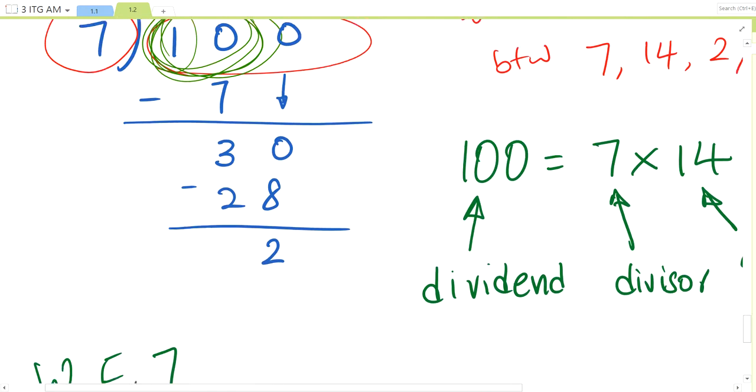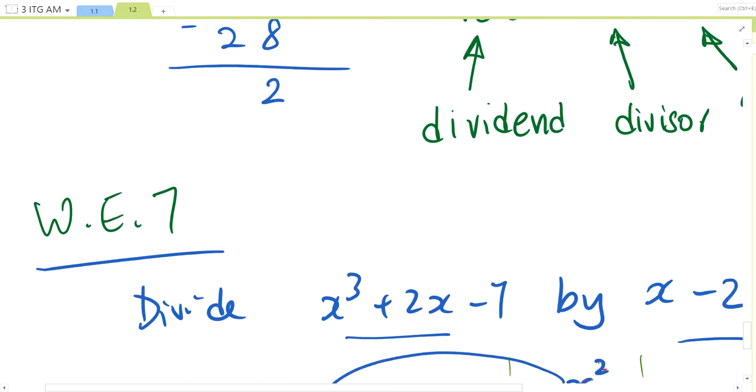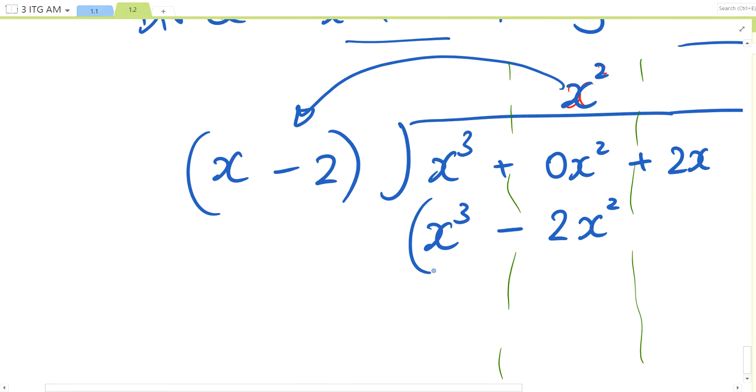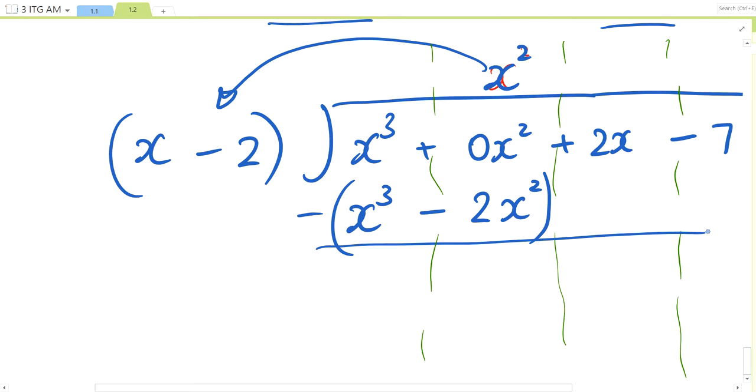What should I do with these two? After we took 1 times 7, I got 7. What did I do to it? Minus it off. I do the same thing. Put a bracket, minus it off. Draw a line. x cubed minus x cubed, what do I get? 0. Is it a coincidence? No, we planned for it to be that way. I planned for x squared over here so that when I multiply by x, I get the x cubed. That's why it must disappear.